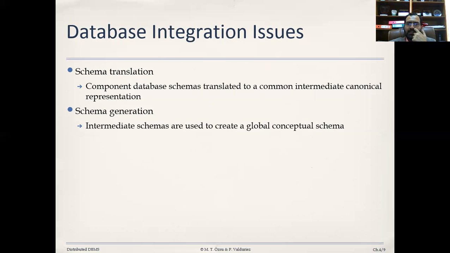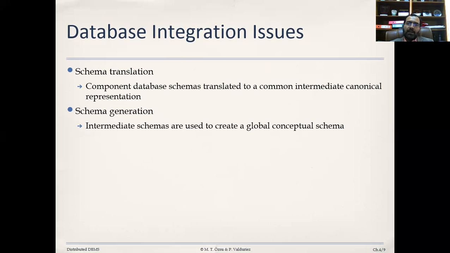So schema translation refers to what? A component database schema is translated to a common intermediate canonical representation. Whenever we talk about translation, it means that whatever database you want to translate has to be translated into a common intermediate canonical representation. You might come out with some representation which is common to all those databases.